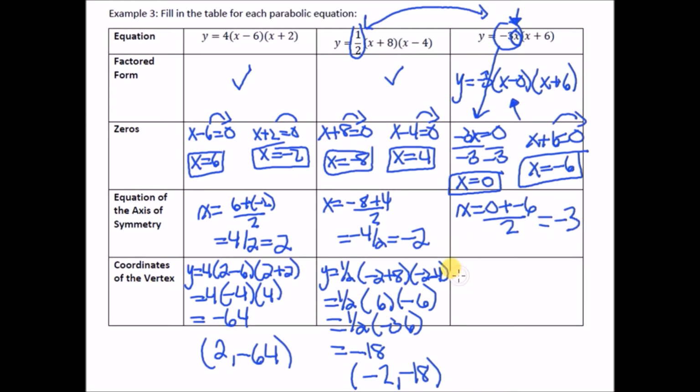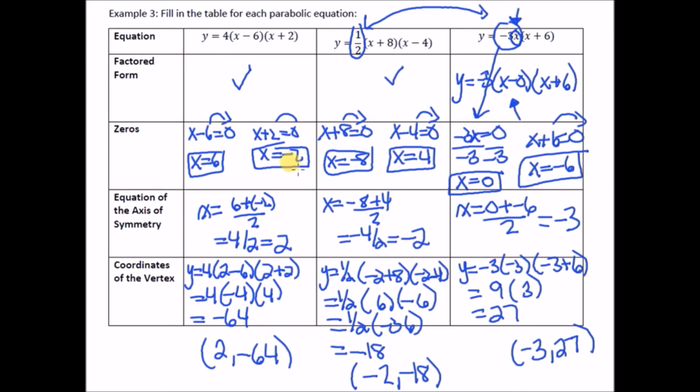So the coordinates of the vertex, let's sub those straight in. We're going to get negative 3, negative 3, negative 3 plus 6. So negative 3 times negative 3 is 9. Negative 3 plus 6 is 3. And I get 27. So the coordinates of the vertex are negative 3, 27. So just an activity just to follow up.